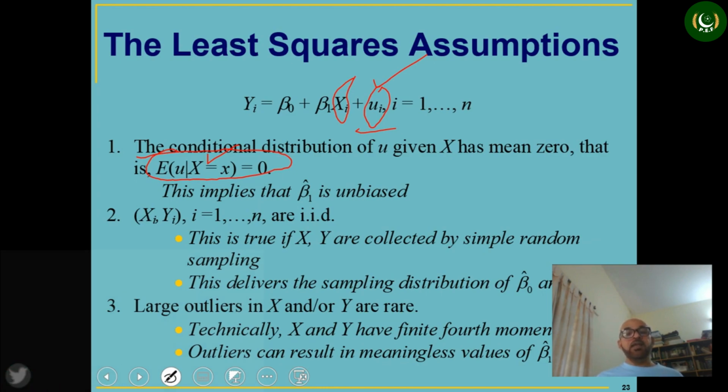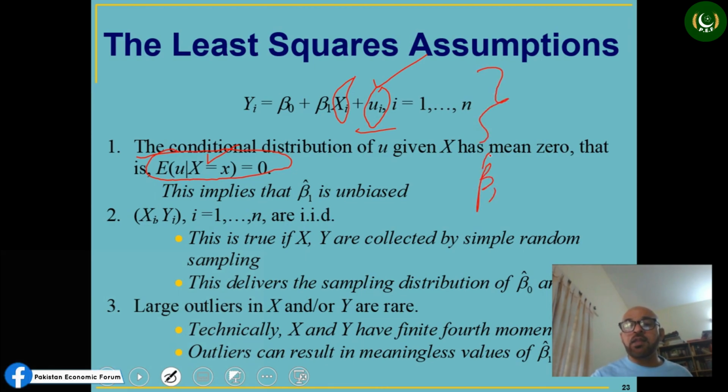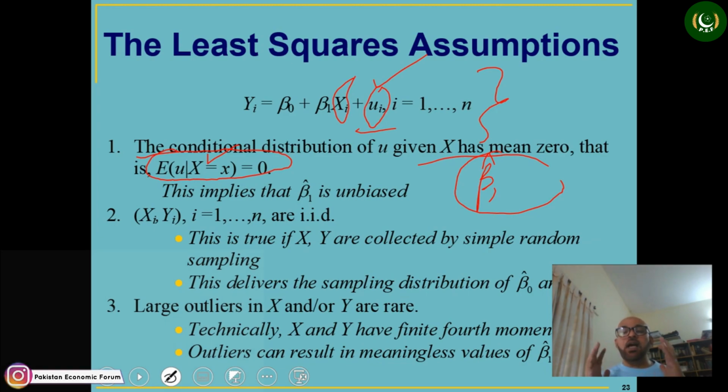This implies that beta 1 hat is unbiased. Unbiased means that if we take a large number of samples, and each sample gives a beta 1 hat, then if we take their average, it will be equal to the population value, beta 1. That's the concept of unbiasedness. It is basically a statistical concept. It has not much practical utility in economics and observational data, because mostly we have one sample observed. We don't know whether the one beta 1 hat we get is lower biased, upper biased, or unbiased.